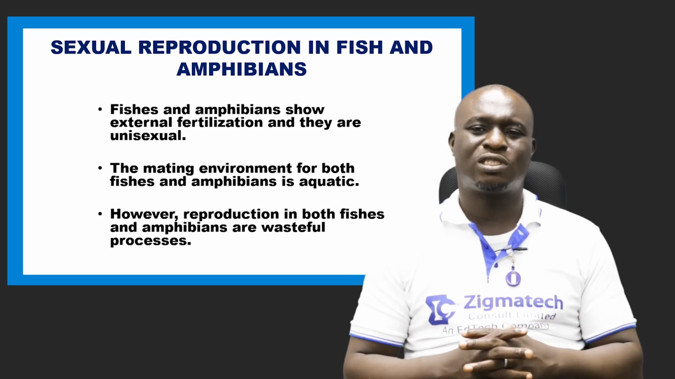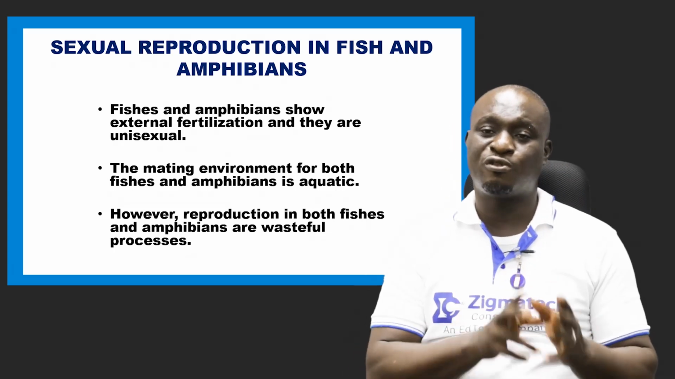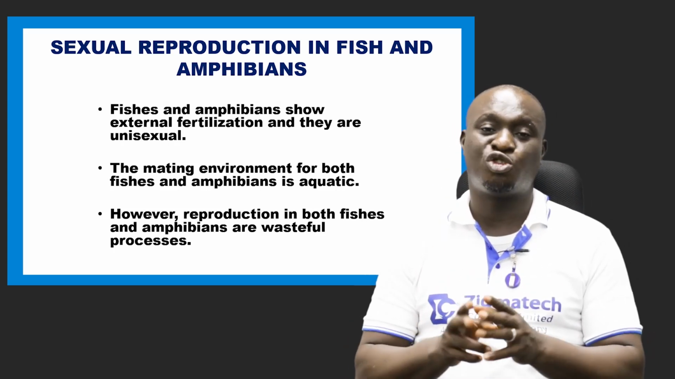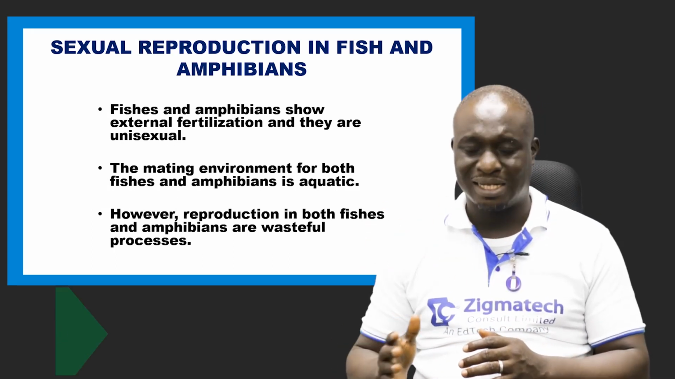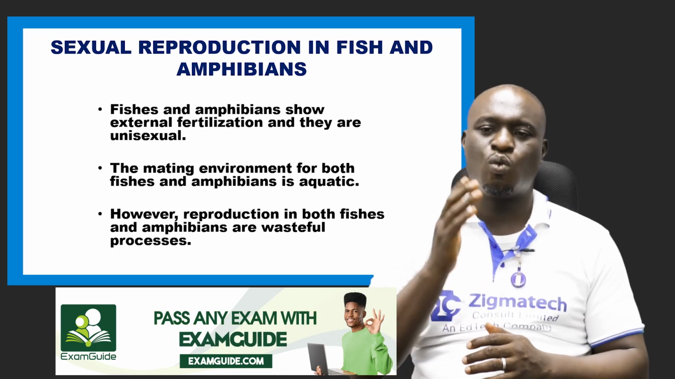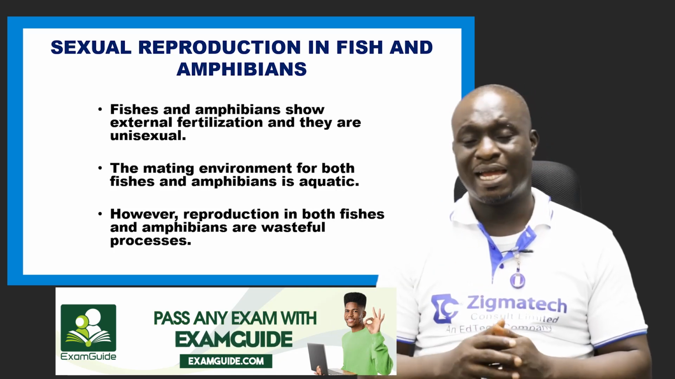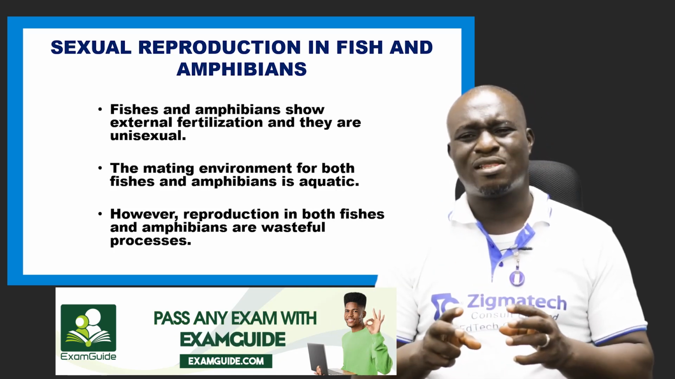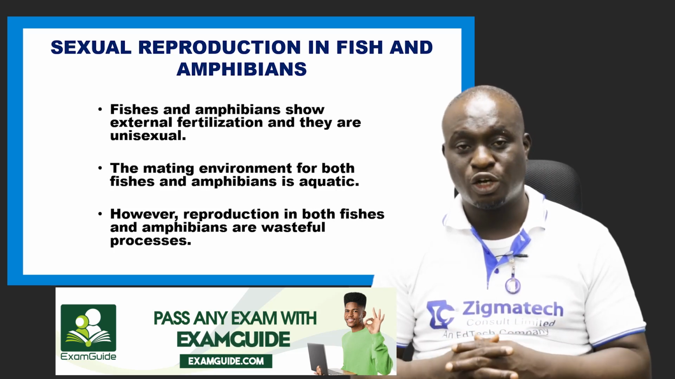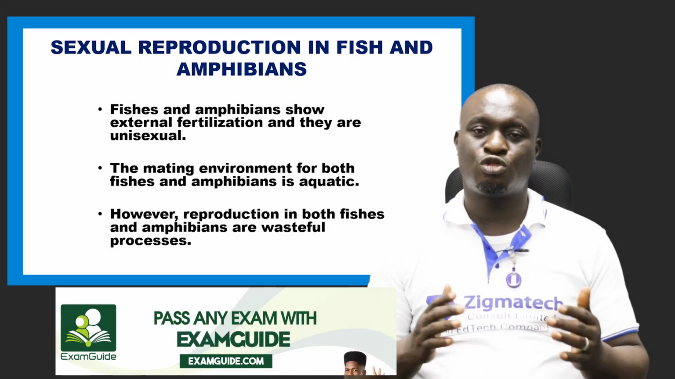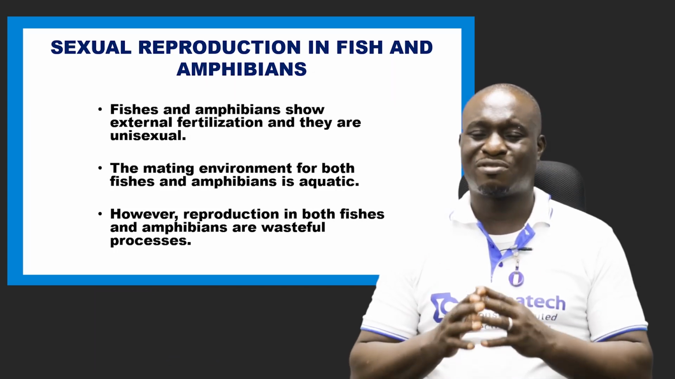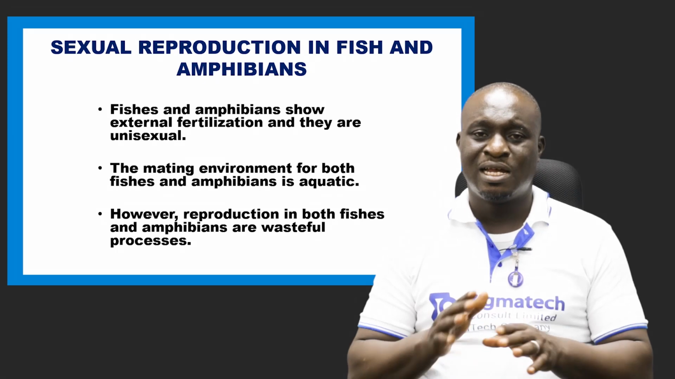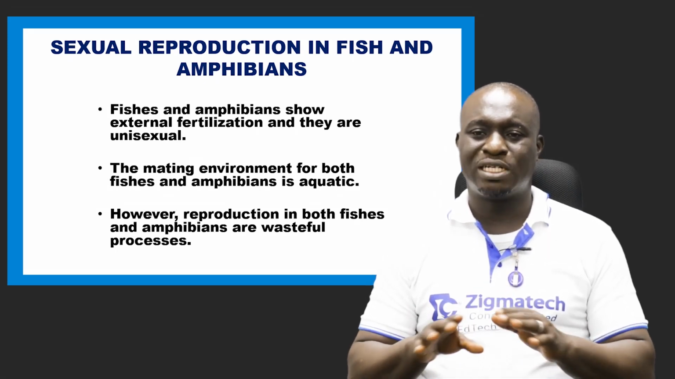But please take note that the mating environment for both fishes and amphibians is usually aquatic. Amphibians don't lay their eggs on land. They lay their eggs in water. And one important thing that is actually not good about these two vertebrates is that after laying their eggs, after fertilization of their eggs, the eggs don't enjoy parental care.